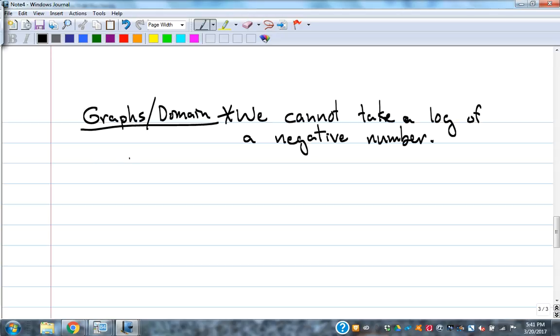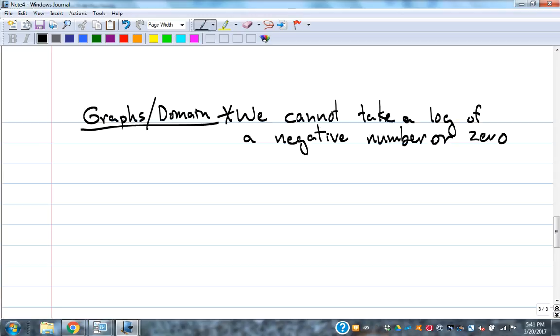Okay, so that means the domain of a logarithmic function has to be positive numbers only. So it's a lot like square roots. The only thing is, you can't do a log of 0, because think about it. Can I raise 2 to a power? Like 2 to what power gives me 0?